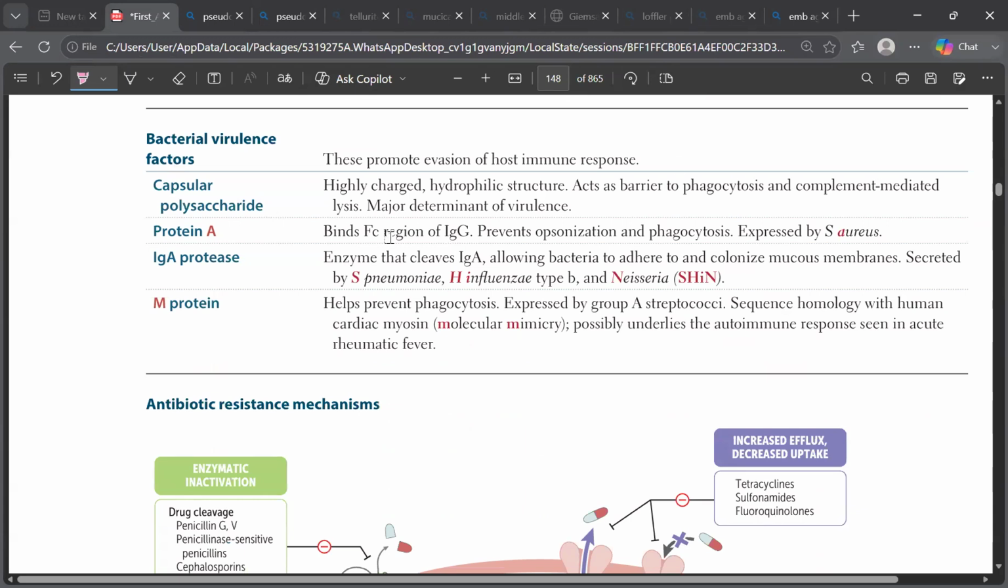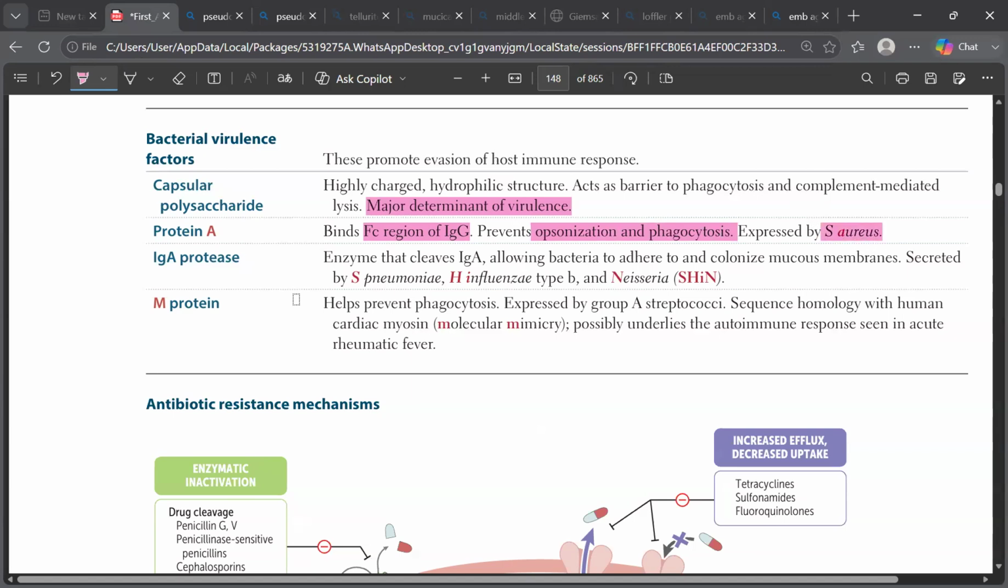The first is capsular polysaccharide, a highly charged hydrophilic structure that acts as a barrier to phagocytosis and complement-mediated lysis, a major determinant of virulence. As we've also discussed before in the cell wall, the capsule is a highly charged hydrophilic structure that acts as a barrier to phagocytosis. Then we have protein A that binds the Fc region of IgG. It prevents opsonization and phagocytosis, and it is expressed by Staph aureus.